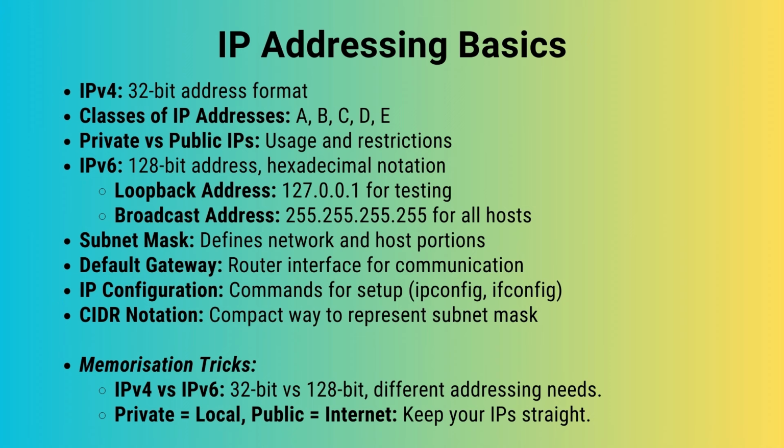Private ranges start with 10, 172, or 192. The subnet mask determines which part of an IP identifies the network versus the host. It's often written in CIDR notation, a compact way to represent the mask. Special addresses include the loopback address for your own device, remember? There's no place like home, and the broadcast address for all devices.